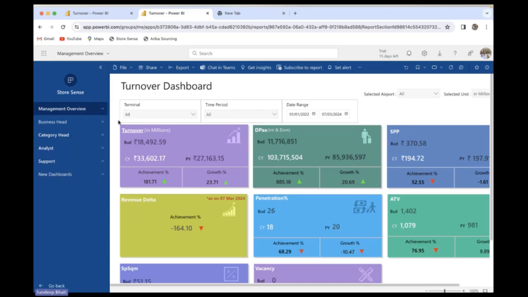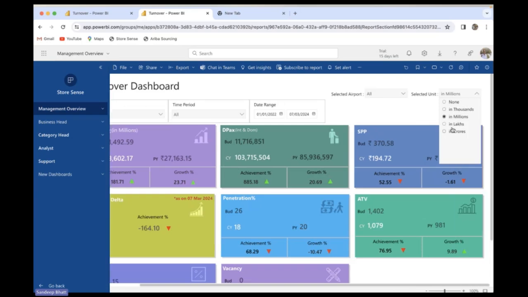Now, the chief commercial officer, head of retail, or a VP-level person would like to look at how sales have performed. From the user interface standpoint, one can see sales performance across all the terminals that the airport operates. This airport operates in a multi-terminal environment, T1 and T2. One can look at the sales stats across all terminals, or choose a specific terminal. One can also view the sales distribution in thousands, millions, lakhs, or crores, based on how you want to see the data.